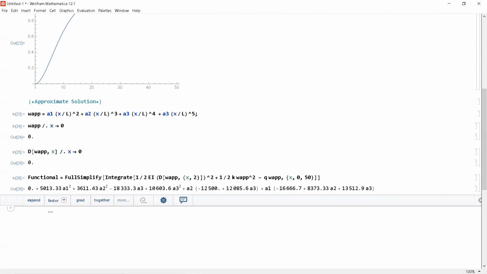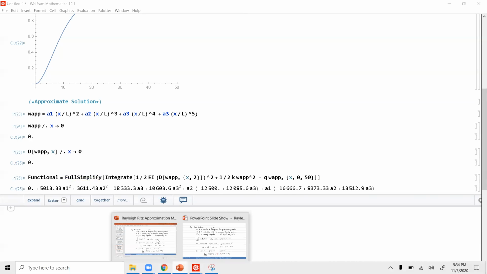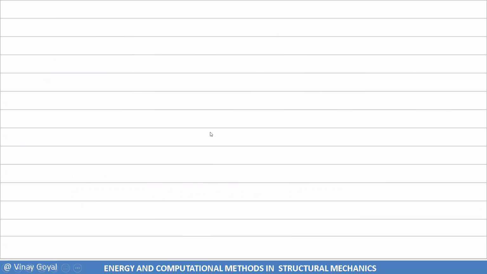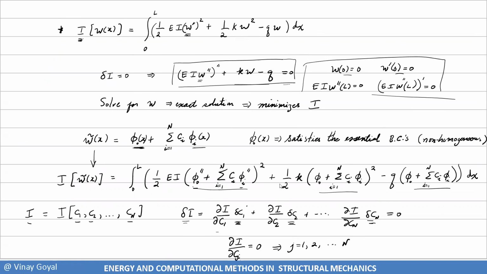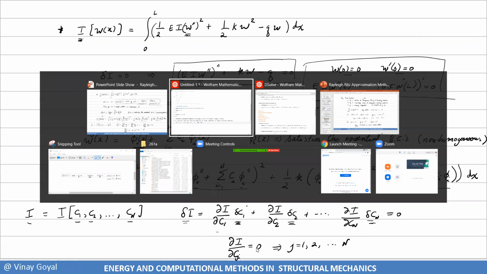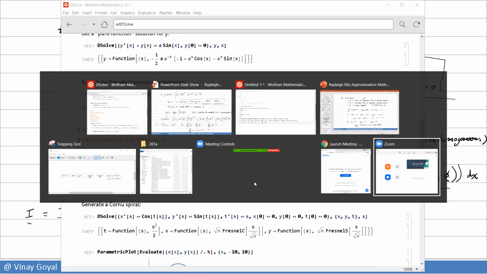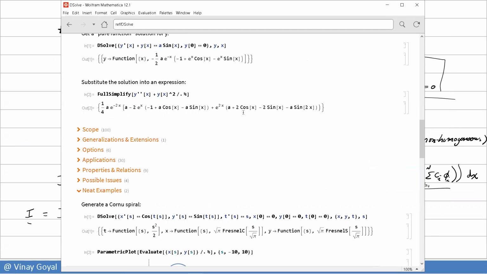Now I have 4 equations I need to solve because I have 4 unknowns: A1, A2, A3, A4. And if you recall from the PowerPoint, what we want to do is take the first derivative of I with respect to each of the coefficients and set it equal to 0. That's how we want to go about that. So I apologize for that again. Let me go straight to what we're trying to do.